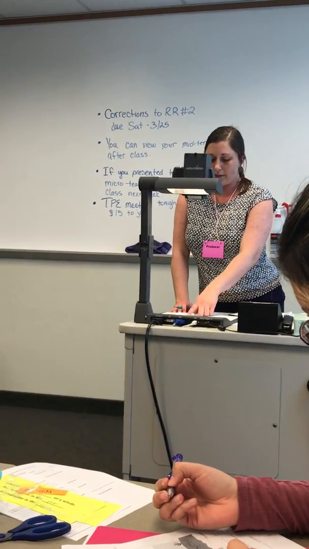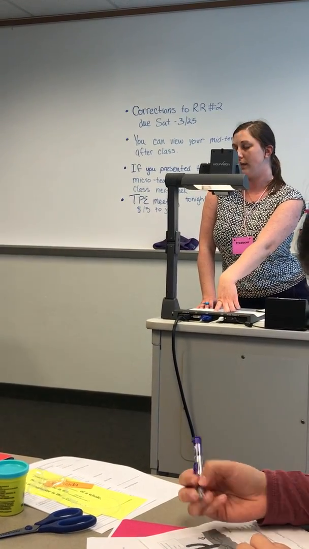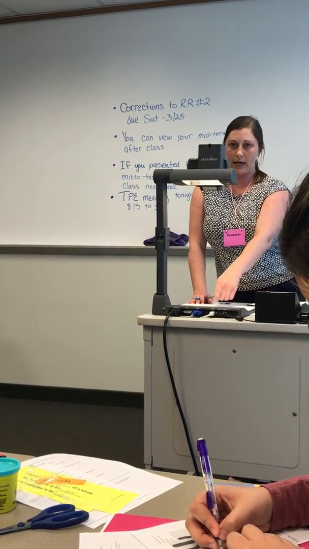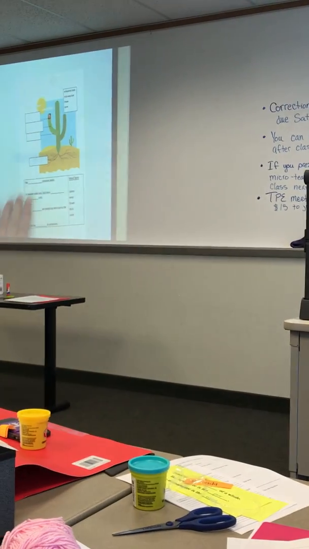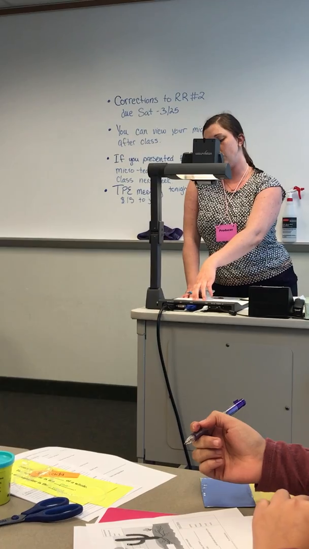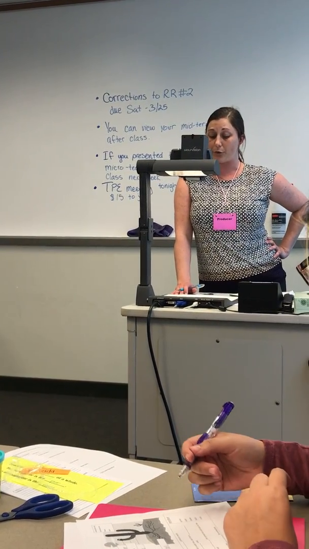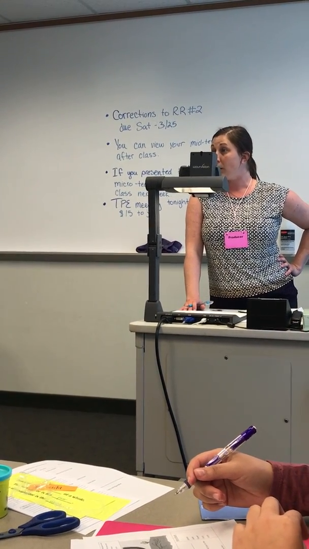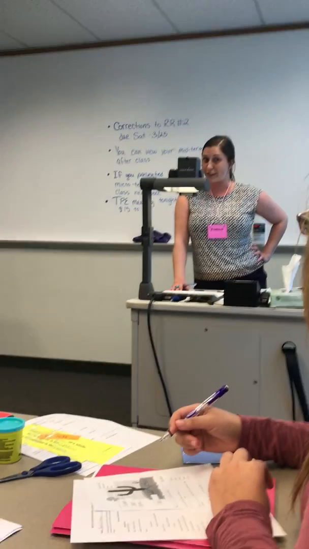All right, it's not a leaf. What did we say it was? A spine. Yeah, a spine. So make sure we put that in there. And then, what are these in the ground? Roots. The roots. And cactuses have a little bit different roots. Are they really deep in the ground? No, they're right by the surface.